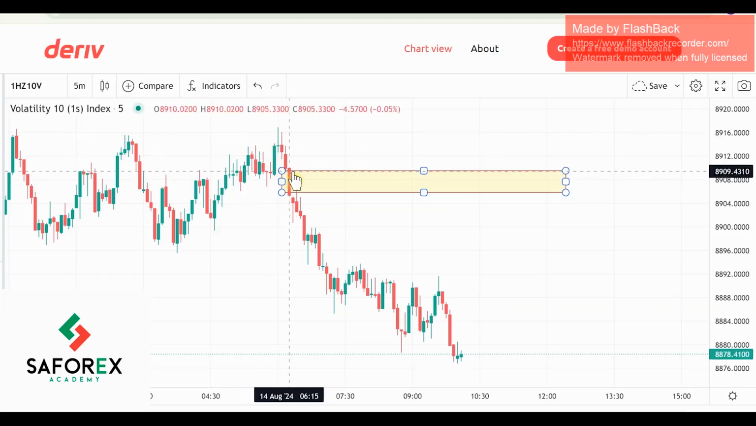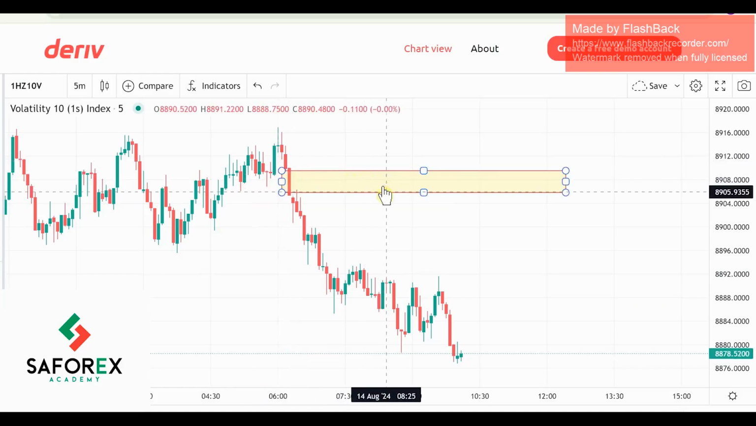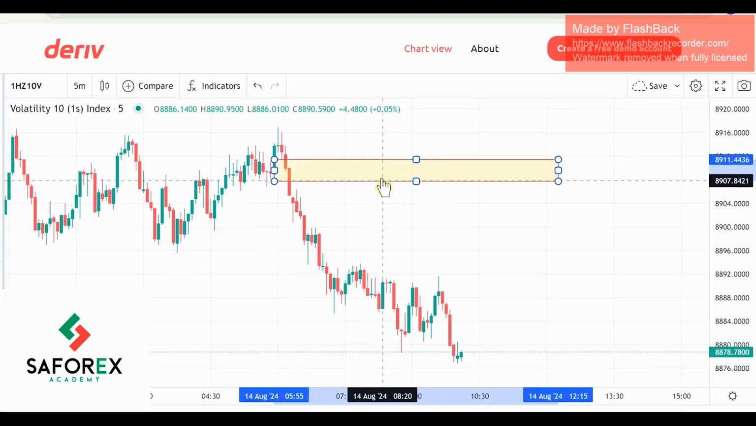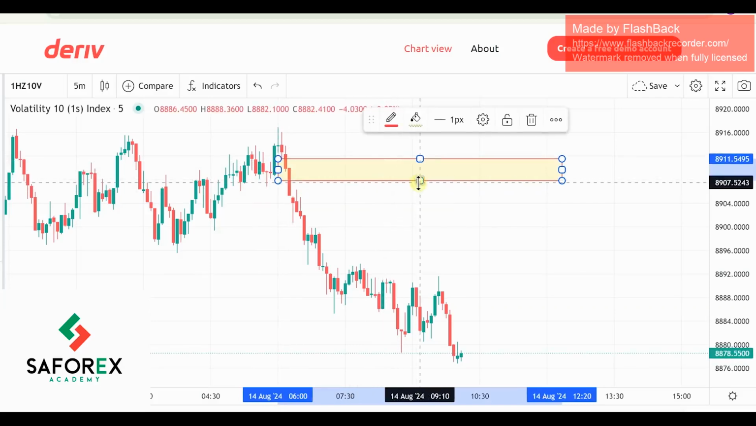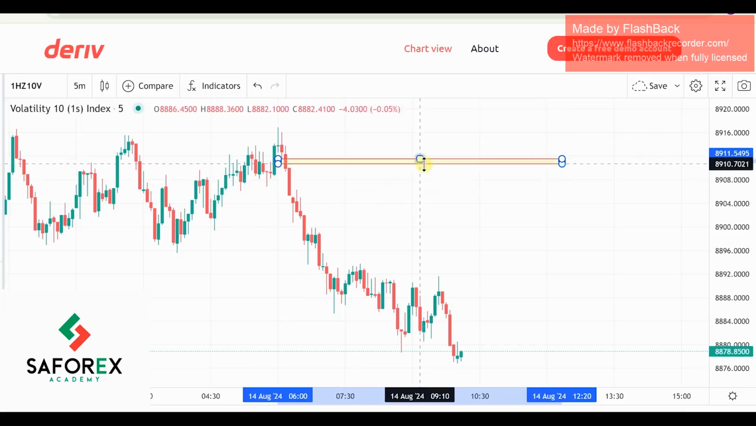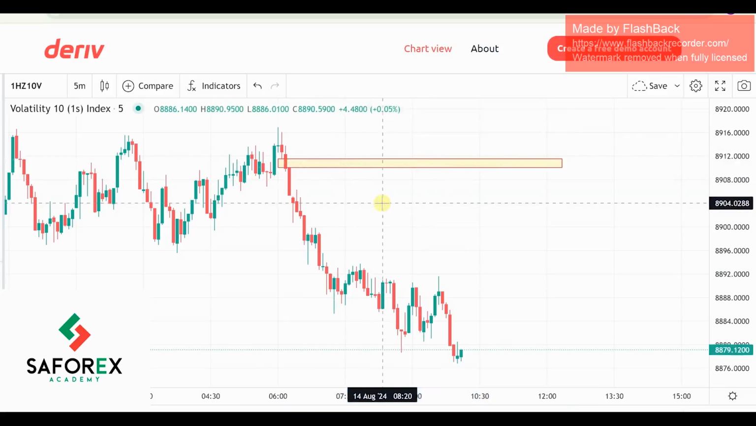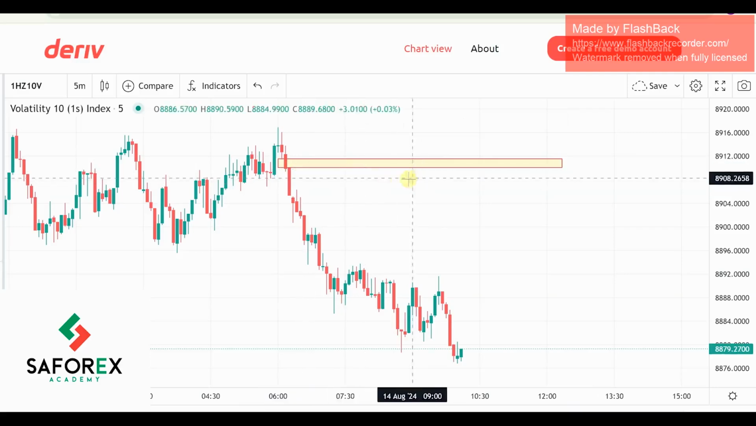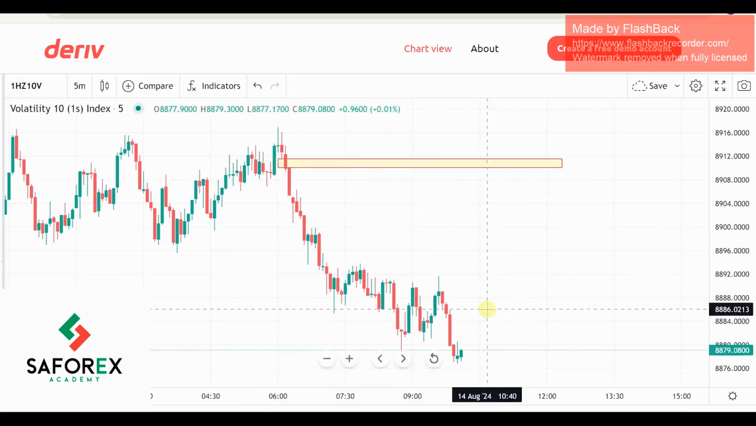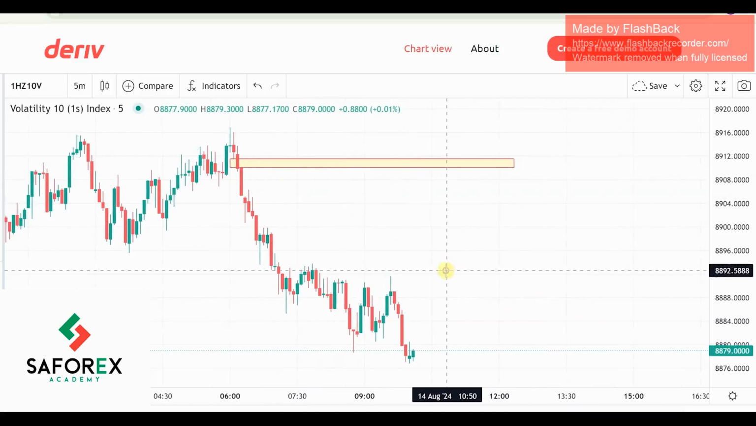Look at here. I may try to use this upper one here, and here is a fair value gap. So I can use this smaller one here. This is a fair value gap here. Okay, so this is a fair value gap. So in the future, I'm expecting the price to come back to this zone. I expect price to come back into this zone.